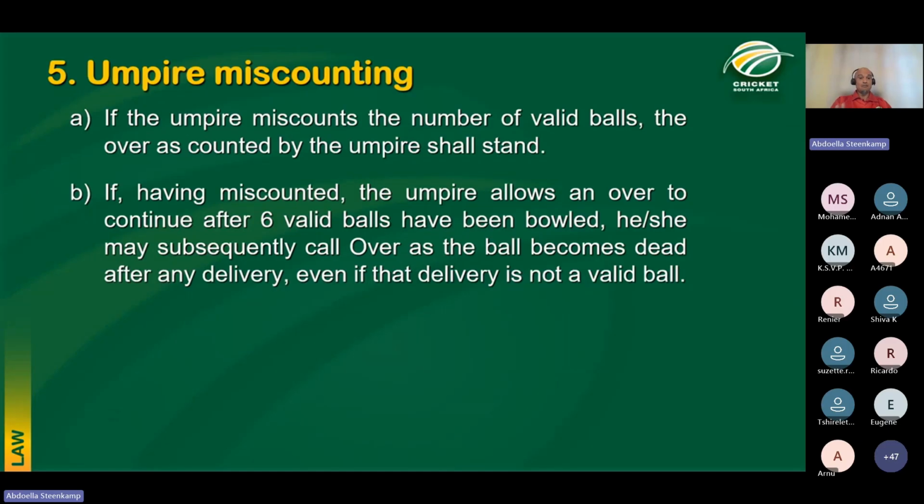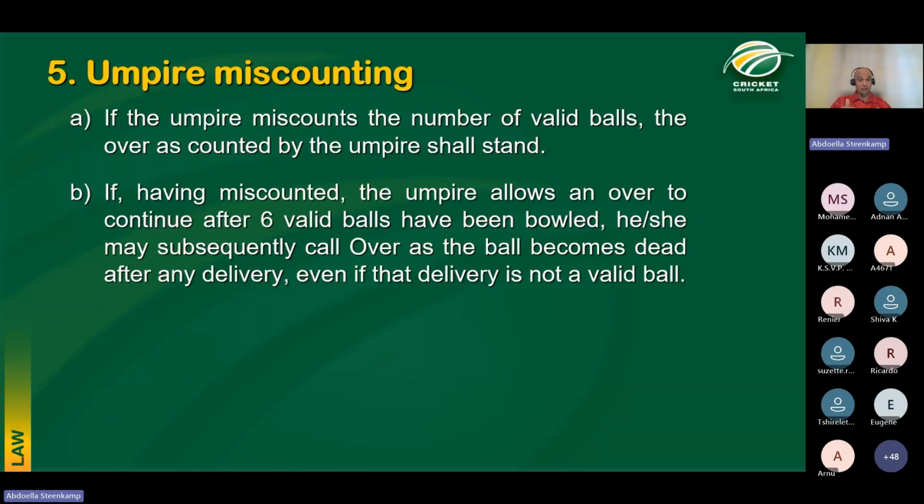Further on, if, having miscounted, the umpire allows an over to continue after 6 valid balls, and you now allow the 7th ball to be bowled, and the 7th ball is a no ball. What now? The law tells us, yes, you've allowed a 7th ball. It now came to your attention that you've actually allowed the 7th ball, but the 7th ball was a no ball. The law guides us by telling us, yes, even though the 7th ball was a no ball, any runs scored from that 7th delivery, wickets taken, they will all count.